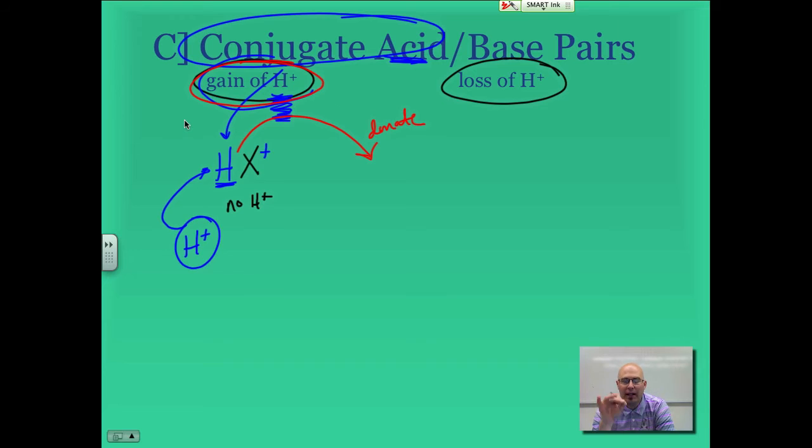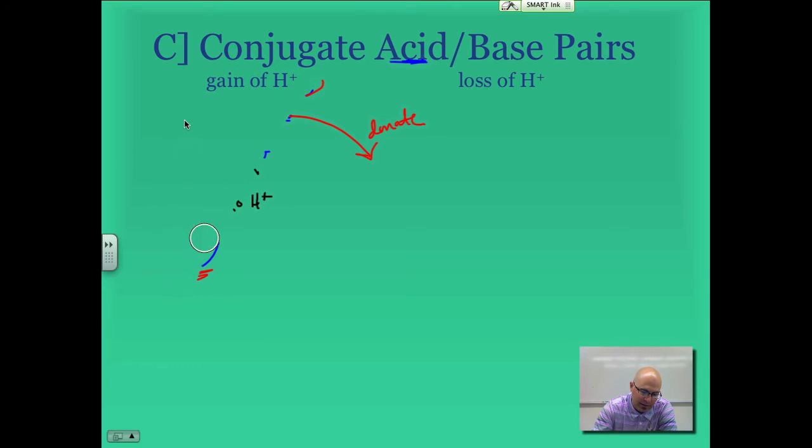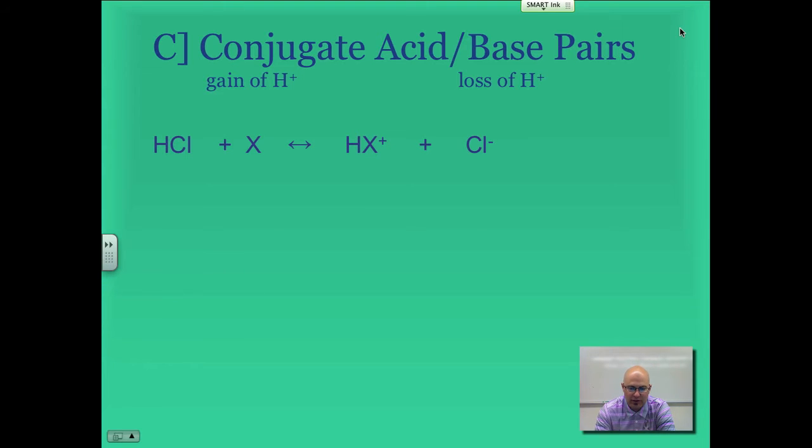So if something doesn't have an H, it's not an acid, but if it does gain an H, then it can be considered an acid, and it's considered a conjugate acid. Whatever would have lost that H is what we call our conjugate base. So let's take a look at examples, and really all it is: did it gain an H or did it lose an H? Okay?